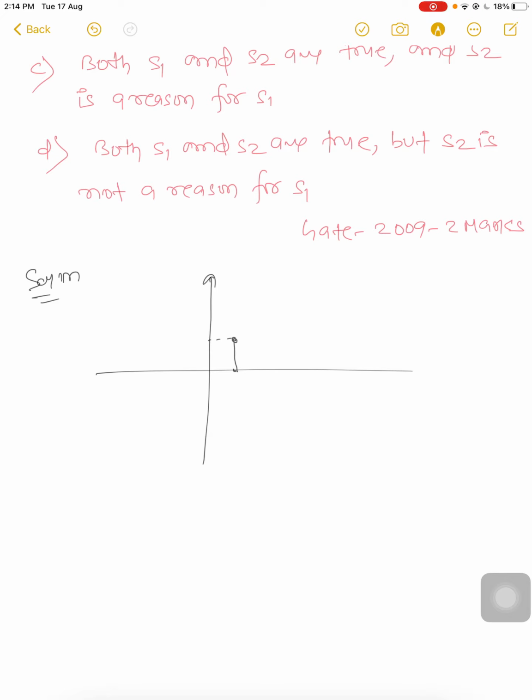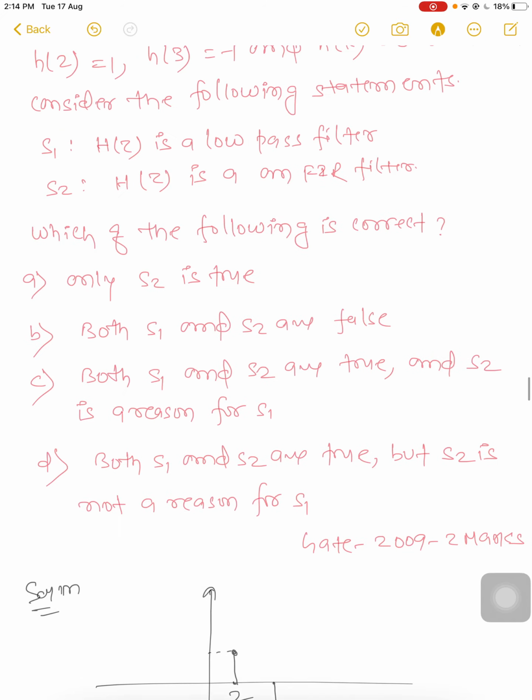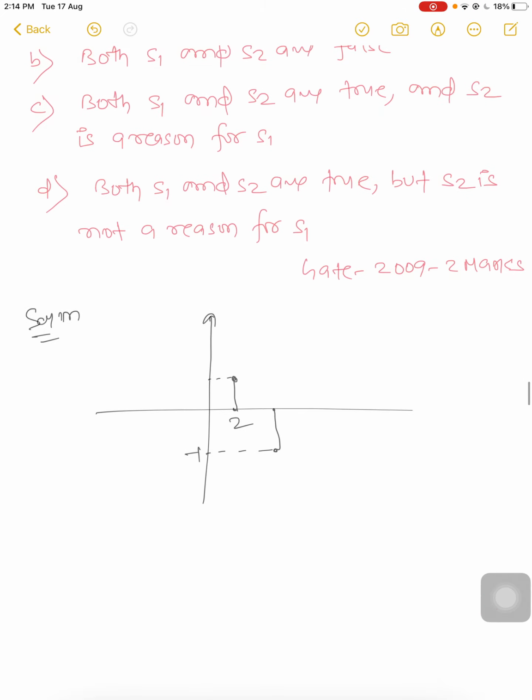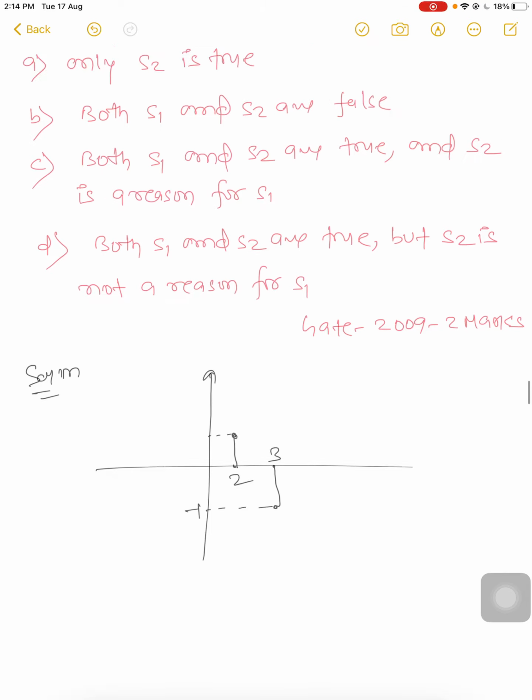Two, 1, 0, -1, 2, where H2 and H3 are defined. It is the infinite impulse response. It is not a low pass filter.